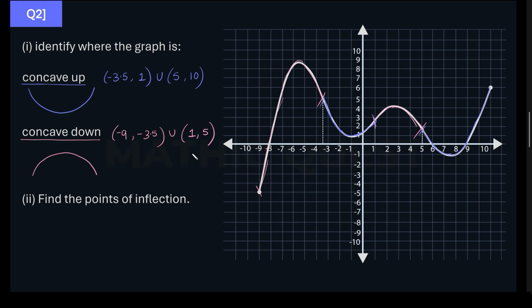All right, next is points of inflection. In the above two questions, we defined the intervals with upward and downward bend. Now these points here, where the concavity changes either from upward to downward or downward to upward, are called the inflection points. So this function has inflection points at x equals negative 3.5, x equals 1, and x equals 5.